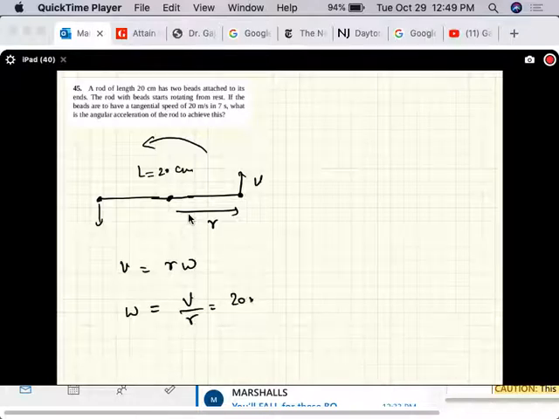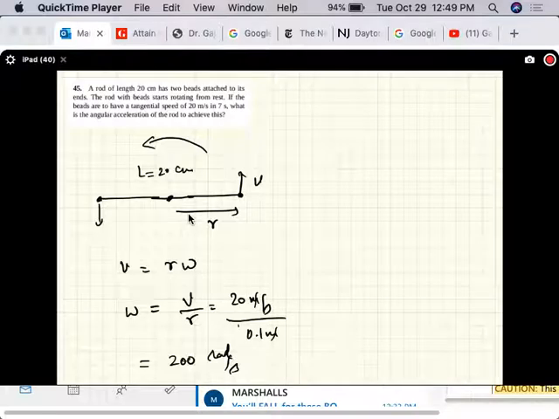So 20 meters per second divided by 0.1 meter. So 200, the meters cancel, per second, and radian is a free label. So 200 radians per second. Again, remember, whenever you have linear quantities related to angular quantities, these angular quantities are in radians per second, radians, and so on. So what you need is the angular speed to be 200 radians per second after 7 seconds.